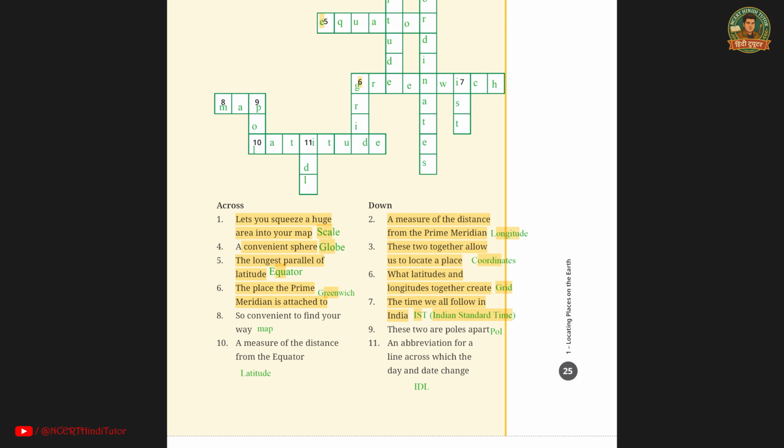Next, eighth, so convenient to find your way. Answer: map. So we have to write across in eighth map. Ninth, these two are poles apart. Answer: pole. So we have to write down in ninth pole. 10th, a measure of the distance from the equator. So we have to write across 10th latitude. 11th, an abbreviation for a line across which the day and the date change. Answer: IDL. So we have to write in the downward direction in 11th IDL.